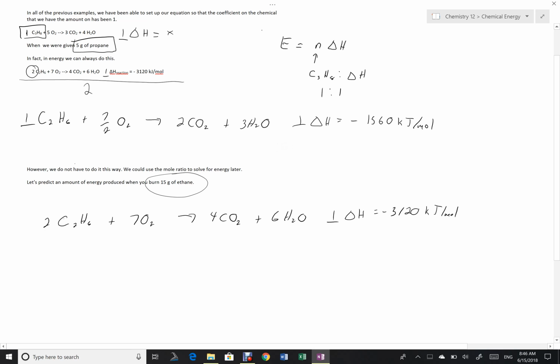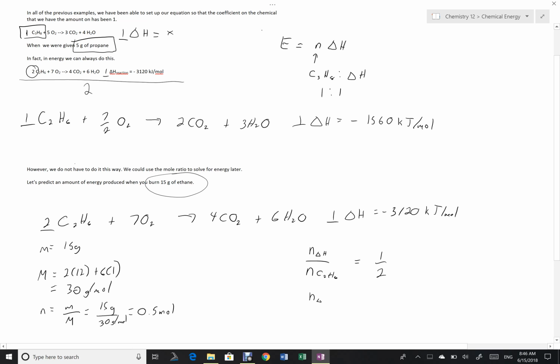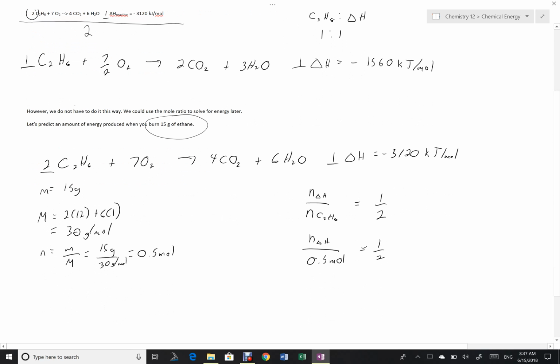So if I have 15 grams of ethane, that means my mass of ethane is 15 grams. My molar mass of ethane is 2 times 12 plus 6 times 1, which is 30 grams per mole. And so my moles is equal to my mass divided by my molar mass, which is 15 grams divided by 30 grams per mole, which is equal to 0.5 moles. This is in a 2-to-1 ratio with my energy, so my moles of energy in comparison to my moles of C2H6 are in a 1-to-2 ratio. So when I go to solve for my energy, I'm going to end up dividing by 2.